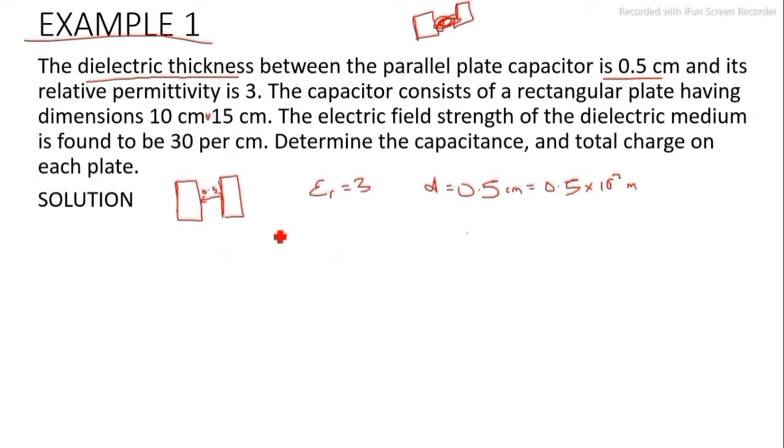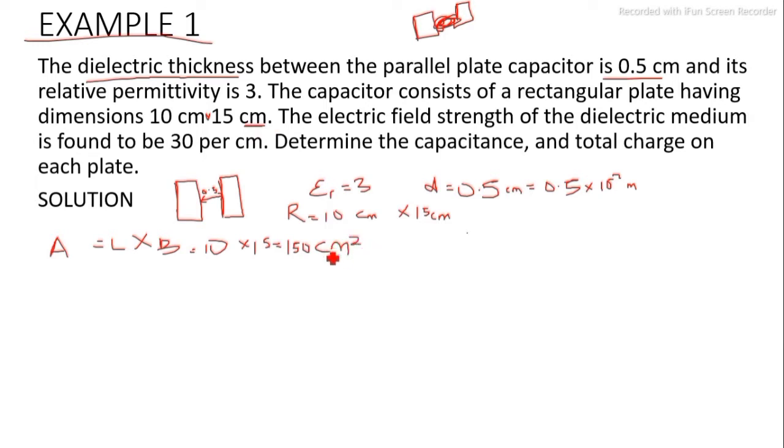So the dimension of the rectangle is 10 centimeter by 15 centimeter. We need to calculate the area of the plate. The formula for area of a rectangle is length times breadth, which equals 10 times 15. And 10 times 15 is 150, and notice it is in centimeter, that is 150 centimeter square.